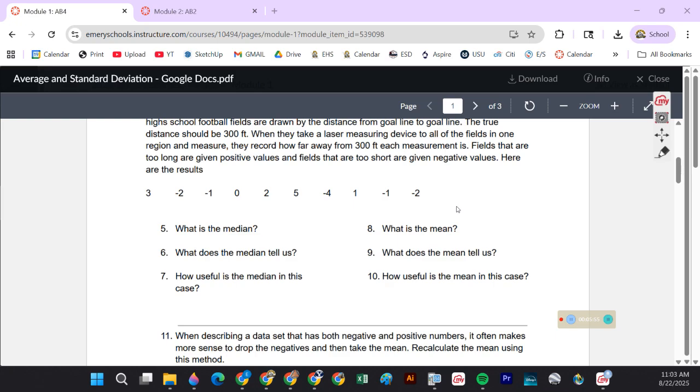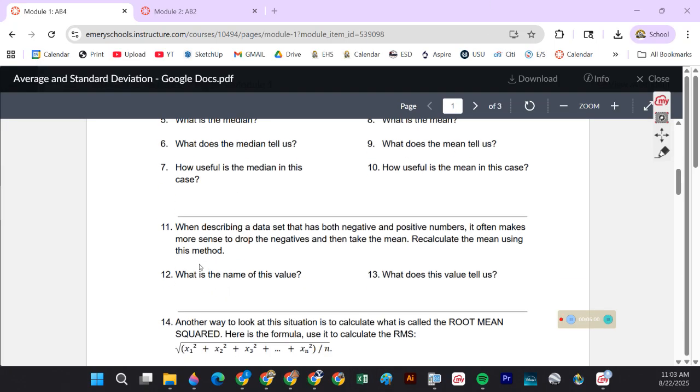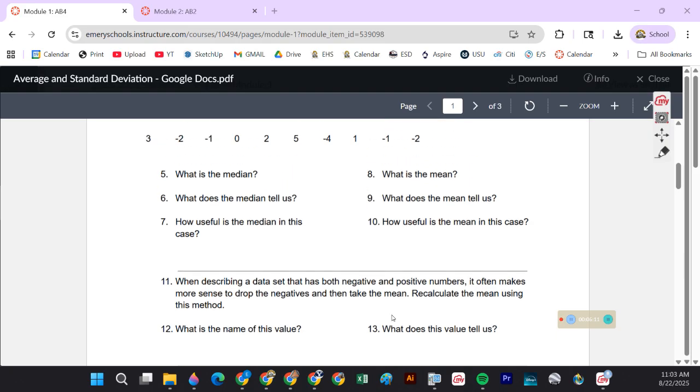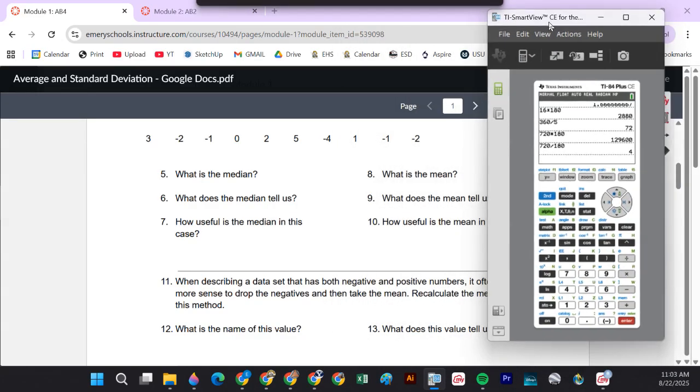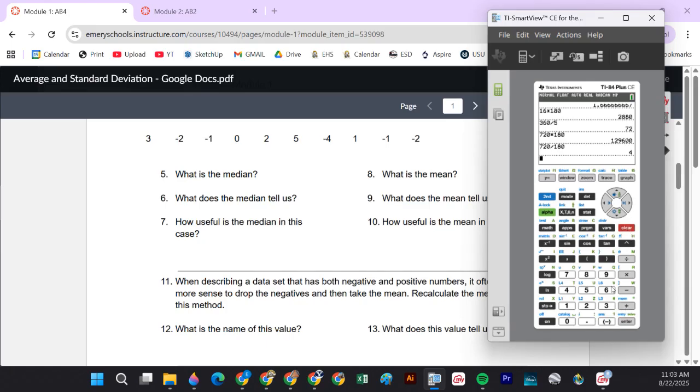So, we're going to do something a little bit different to calculate the average. Okay? So in describing a data set that has both negative and positive numbers, it often makes more sense to drop the negatives and take the mean. So recalculate the mean using this method. So I'm going to do 3 plus 2 plus 1 plus 2 plus 5 plus 4 plus 1 plus 1 plus 2. And then how many were there?